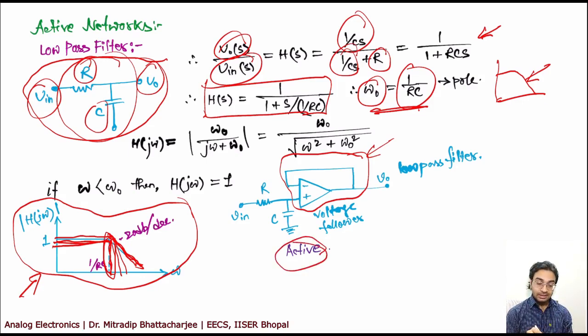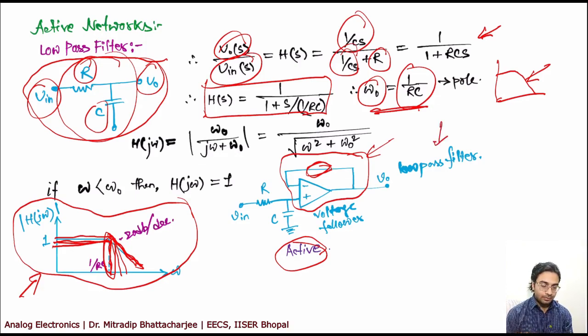Now in this case, there is no gain. But if you add some resistance in the feedback, you will get some sort of gain as well. So an active filter will be able to provide you filtering as well as some sort of gain associated with that. Okay, so this is what an active low pass filter will look like.